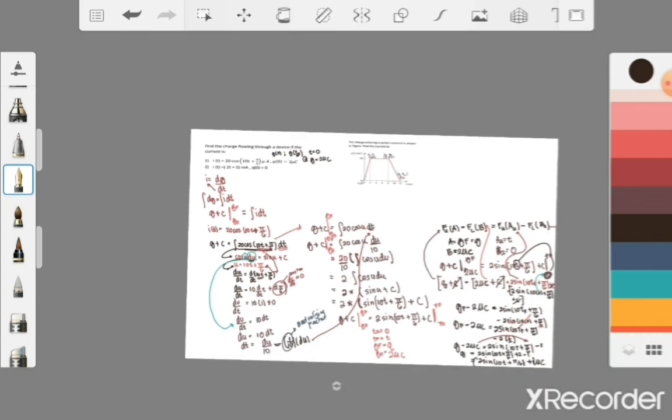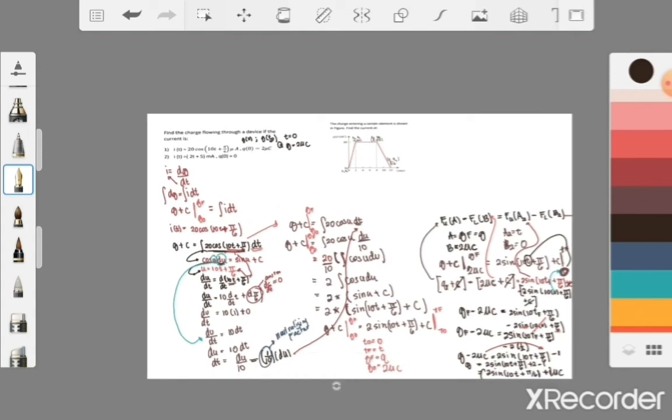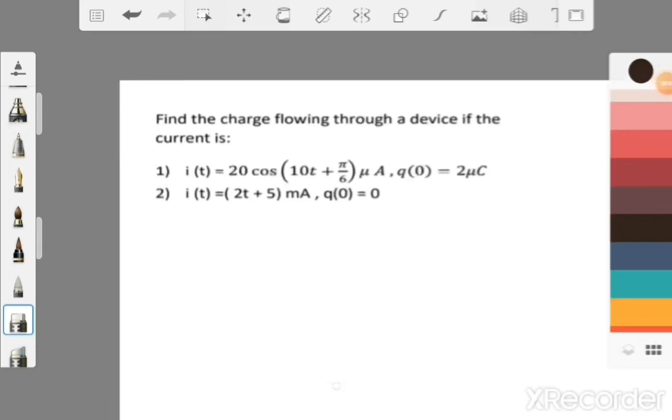So, number 2, erase ko lang yung board kasi sobrang madumi na, no? So, I will just erase the board. So, take note of the answers. We have 2 sine 10t plus pi over 6 plus 1 microcoulomb. Let's proceed to example number 2.